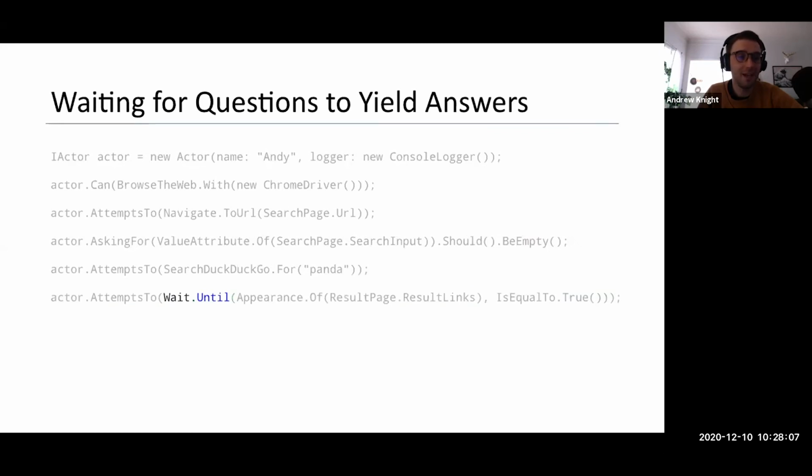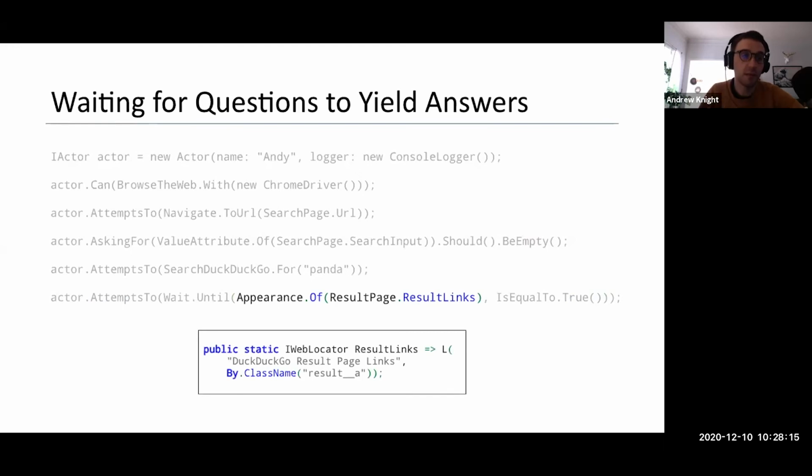Wait is a special task. It will repeatedly call a question until the answer meets a given condition. For this step, the question is the appearance of result links on the result page. Before links are loaded, this question will return false. Once links appear, it will return true.